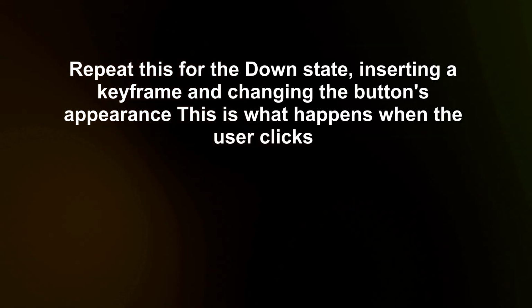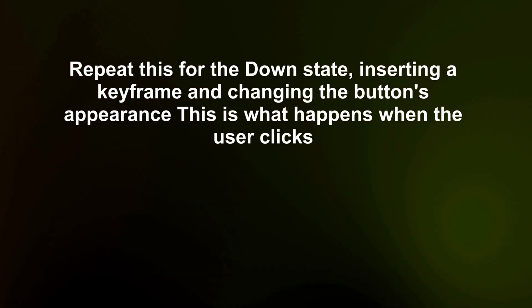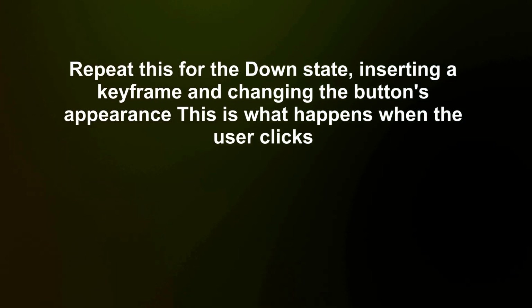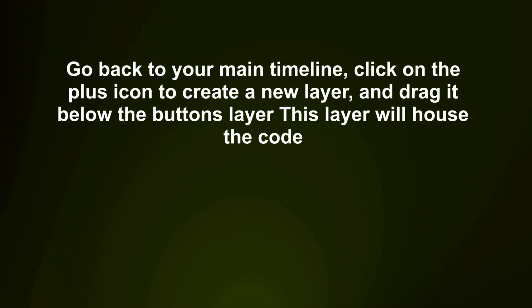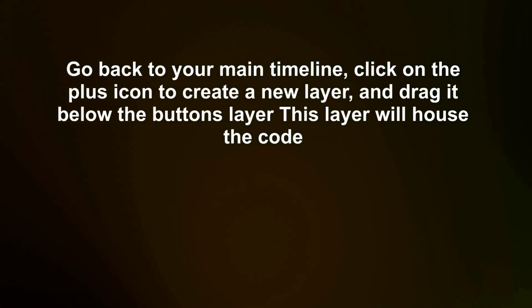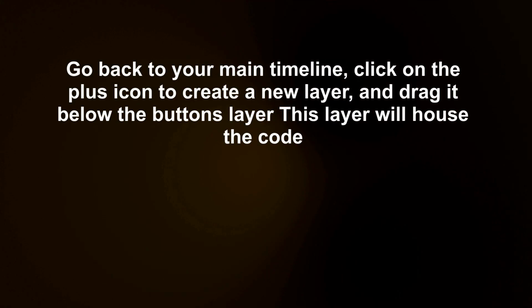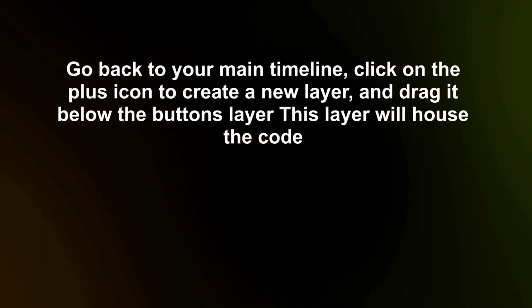Repeat this for the down state, inserting a keyframe and changing the button's appearance. This is what happens when the user clicks. Go back to your main timeline. Click on the plus icon to create a new layer, and drag it below the button's layer. This layer will house the code.